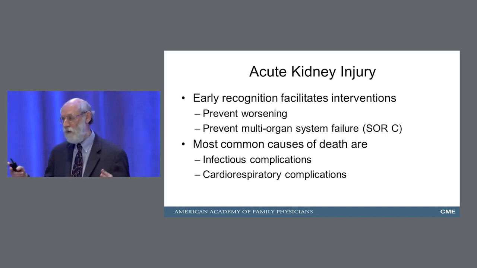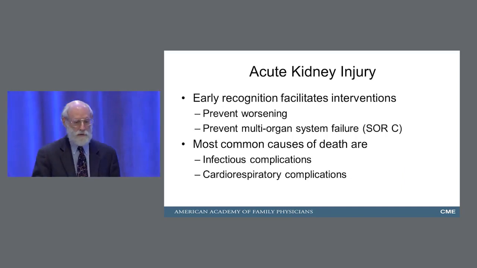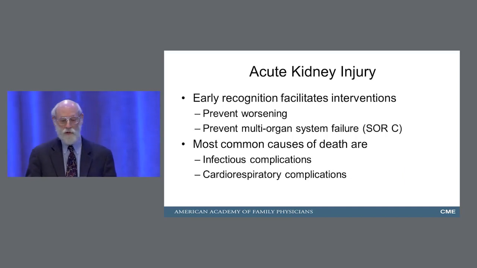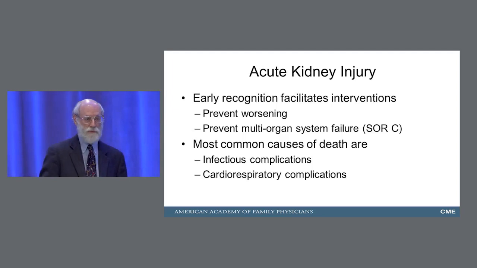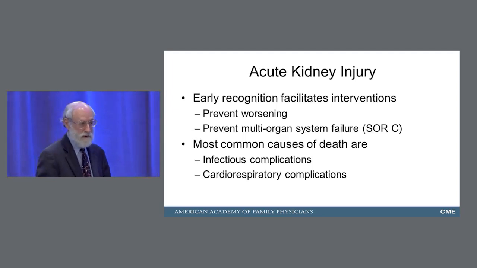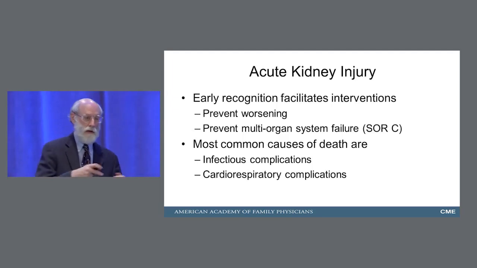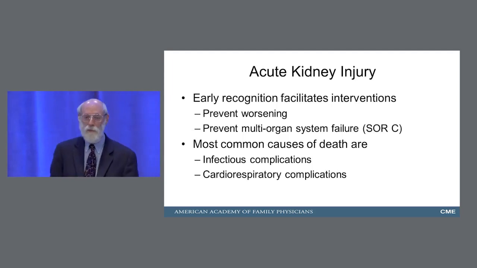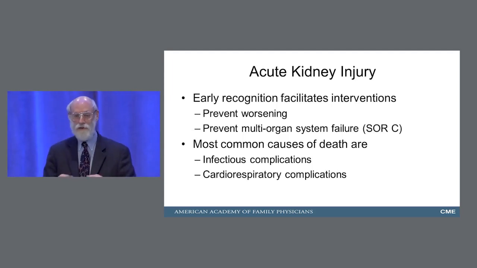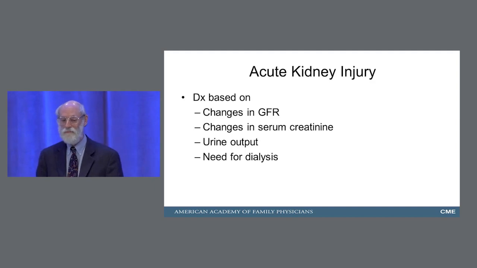We know that if we can identify and diagnose this early, we can hopefully prevent worsening and multi-organ system failure by paying attention to details in that patient's care. But with acute kidney injury, like we'll talk about later with chronic kidney disease, people don't die of uremia. They die of cardiac problems and infections. Remember, cardiac problems and infections.